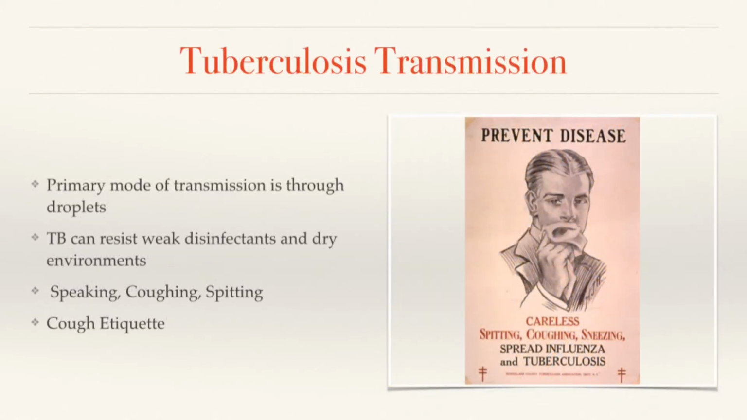TB is mainly transmitted through transfer of droplets from an infected person. TB is therefore transferred through speaking, coughing, and spitting. The bacteria has developed mechanisms to survive the outside environment. It can go against weak disinfectants and even survive in dry conditions. Therefore, it is very important in public health to promote cough etiquette to prevent the transmission of this disease.